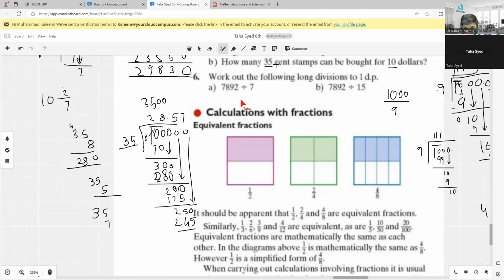28.75 stamps of 35 cents. We have a stamp of 35 cents. So it means that we have to collect 28 stamps of 35 cents. A single stamp has a price of 35 cents. If we collect 28 stamps like this one, we will get $10.